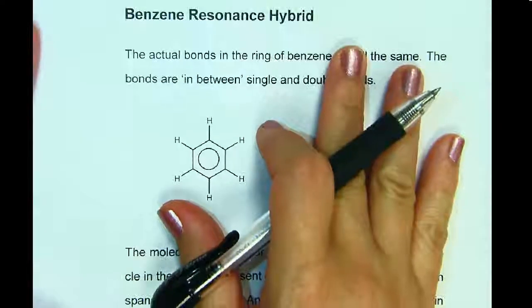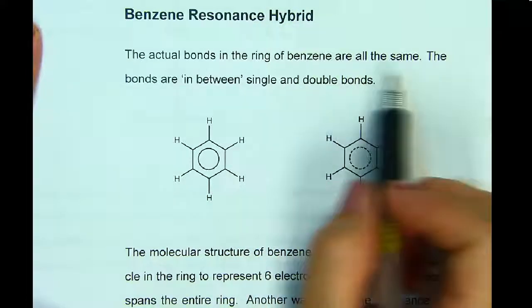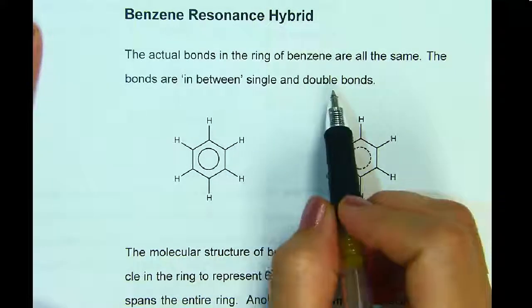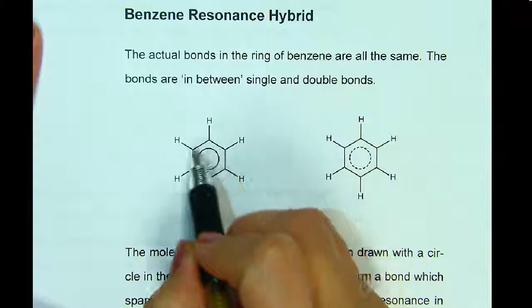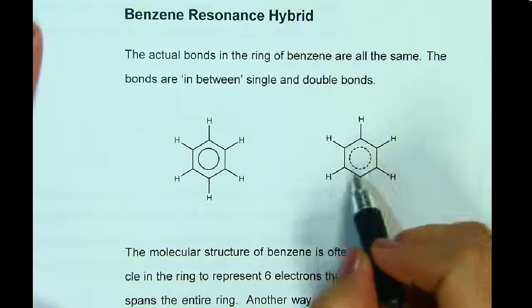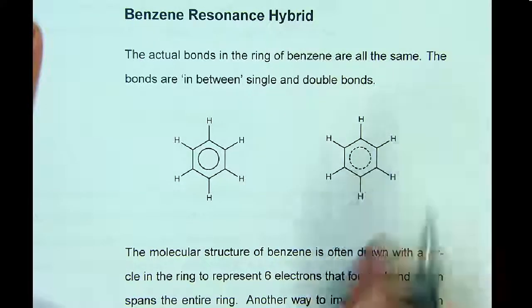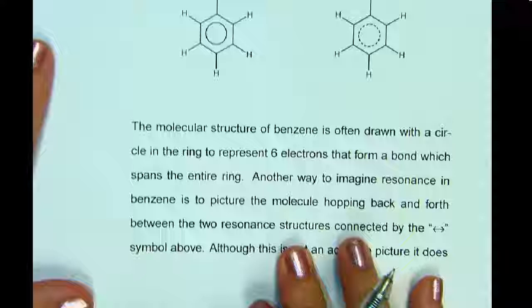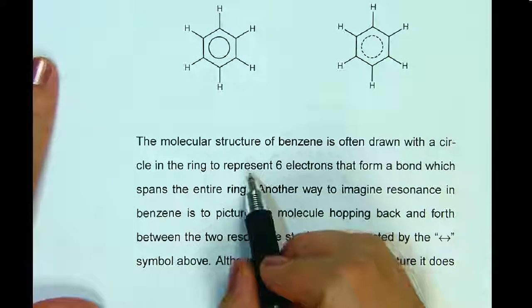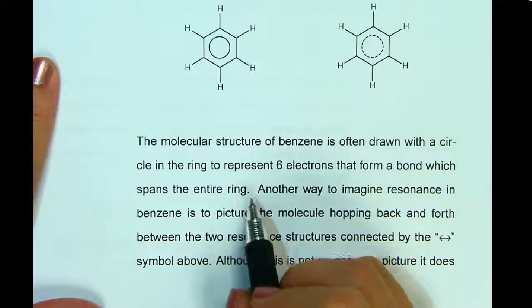But in the benzene resonance hybrid, the actual bonds in the ring of benzene are all the same. The bonds are in between single and double bonds. So we tend to draw benzene like this, or with the little dotted line, to show that your double bonds are equal across, the bonds are equal across all of these. The molecular structure of benzene is often drawn with a circle in the ring to represent 6 electrons that form a bond which spans the entire ring.